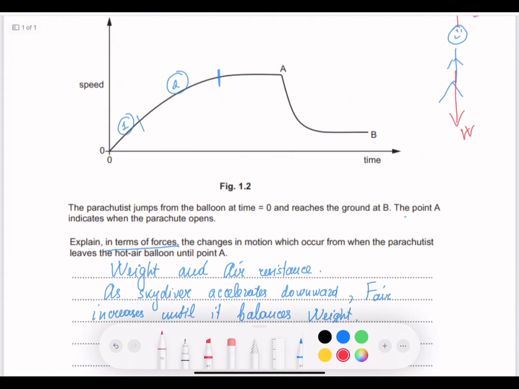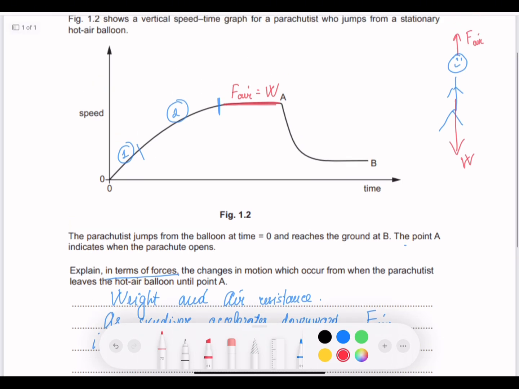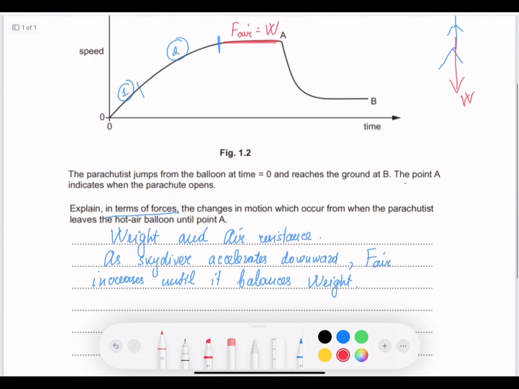Guys, here, do you see speed is constant? Here, air resistance and weight are balanced. It means that they are equal to each other. So what happens in this case? In this case, the resultant force becomes zero. Why? Do you see here we have two forces acting in opposite directions? So the resultant force or net force is equal to weight minus air resistance.